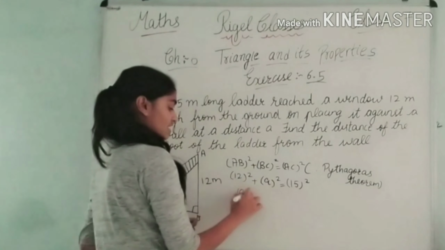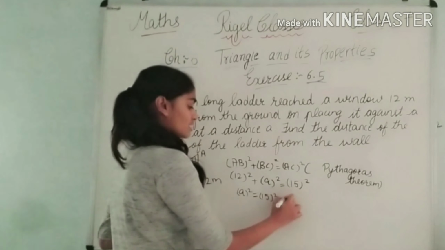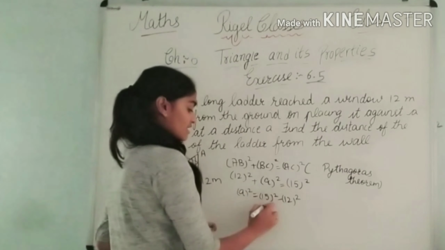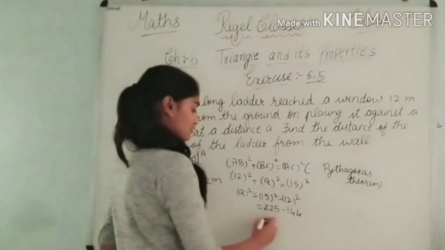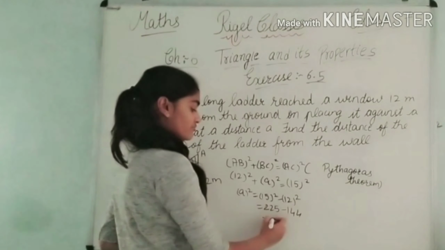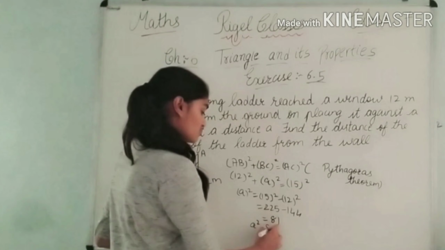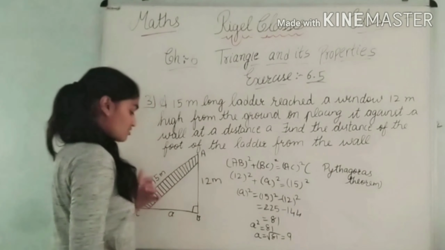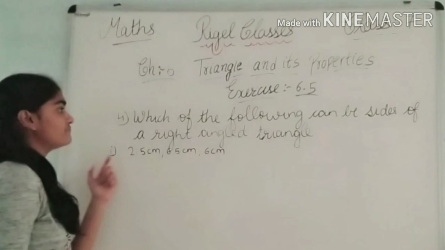Therefore we need to find A square, so we will make it as height. So A square is equals to 15 square minus 12 square. So 15 square is 225 and 12 square is 144. So 225 minus 144 will be 81. So A square is equals to 81. Therefore A is equals to under root 81, which equals 9. So the base will be 9 meters. So now next is question number 4.